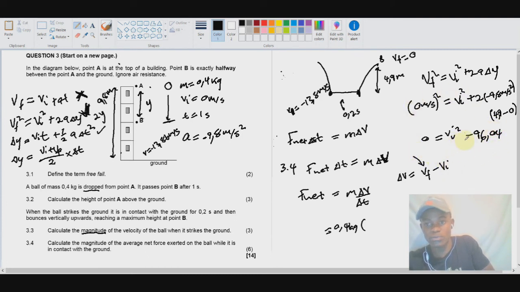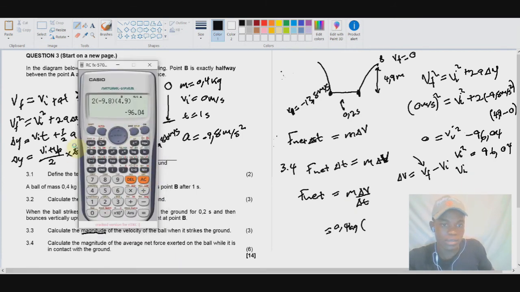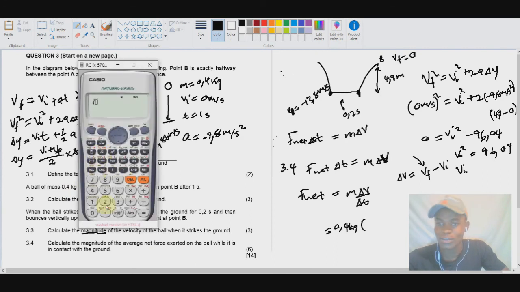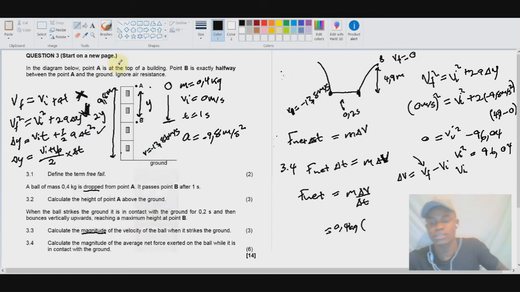Then we transpose these to find VI. So VI squared is equal to 96.04. We take the square root again because we don't want VI squared. It's my calculator, it's a very big problem. Must buy me a calculator, guys. So we get 96.04. What do we get? We get 9.8. So VI is equal to 9.8 meters per second. Remember, when we're taking a square root, we'll have plus or minus, but because this ball is going up, so it's going in the positive direction, we just pick the positive 9.8.